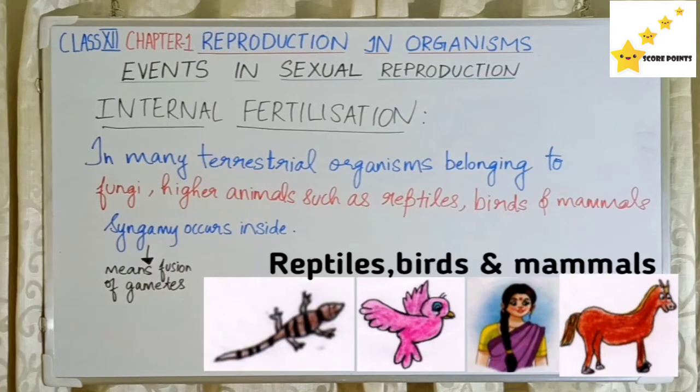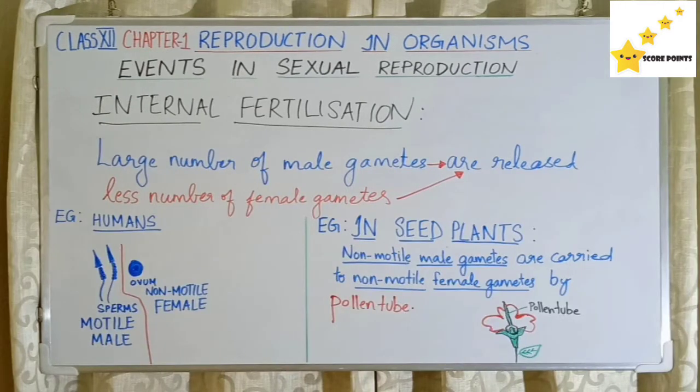In many terrestrial organisms belonging to fungi or higher animals such as reptiles, birds and mammals, or the majority of plants like bryophytes, pteridophytes, gymnosperms and angiosperms, syngamy occurs inside the body of the organism. This process is internal fertilization. In organisms exhibiting internal fertilization, the male gamete is motile and has to reach the egg in order to fuse with it. So in these organisms, a large number of male gametes are released and fewer female gametes. In human beings, sperms, which are motile, are produced in large number and the ovum, which is non-motile, is produced in less number.